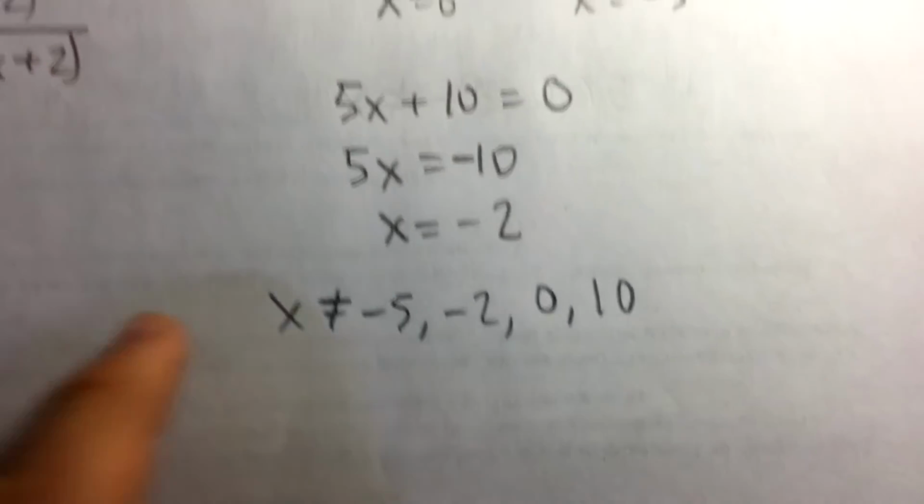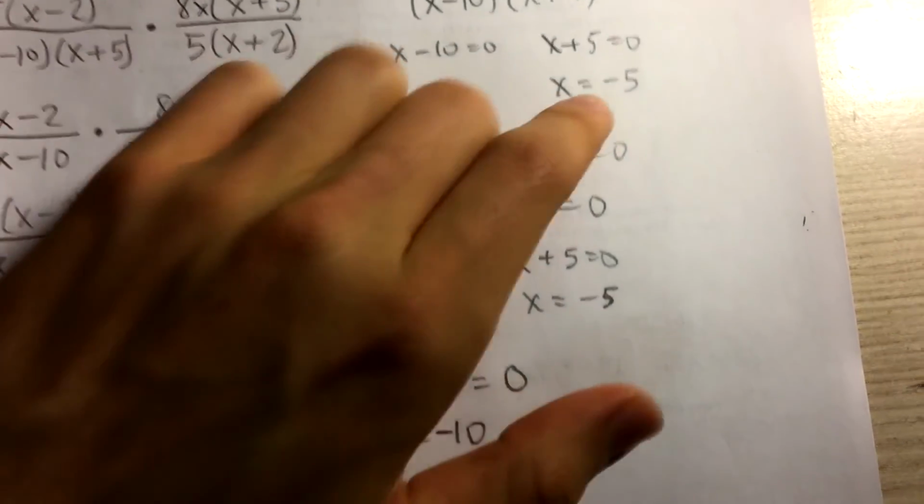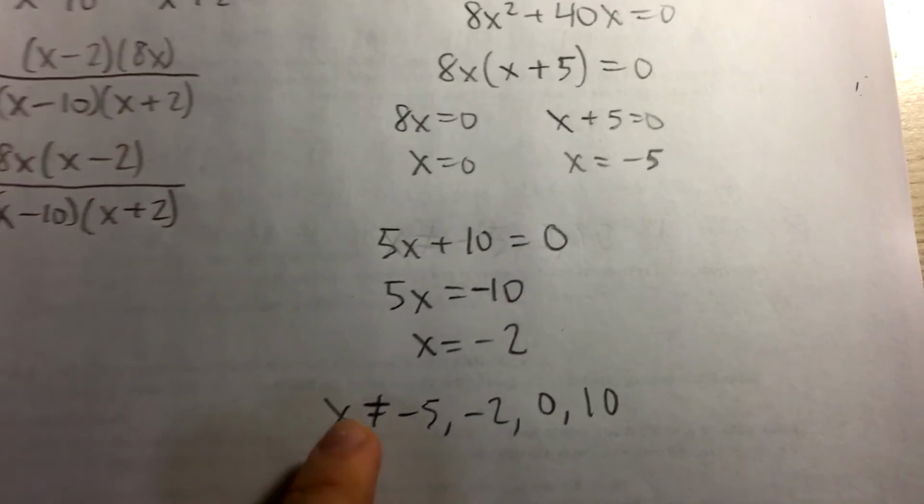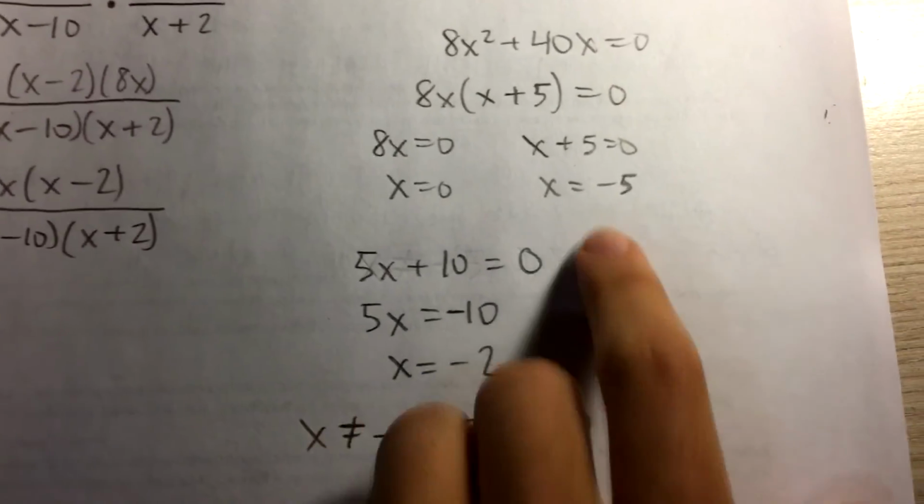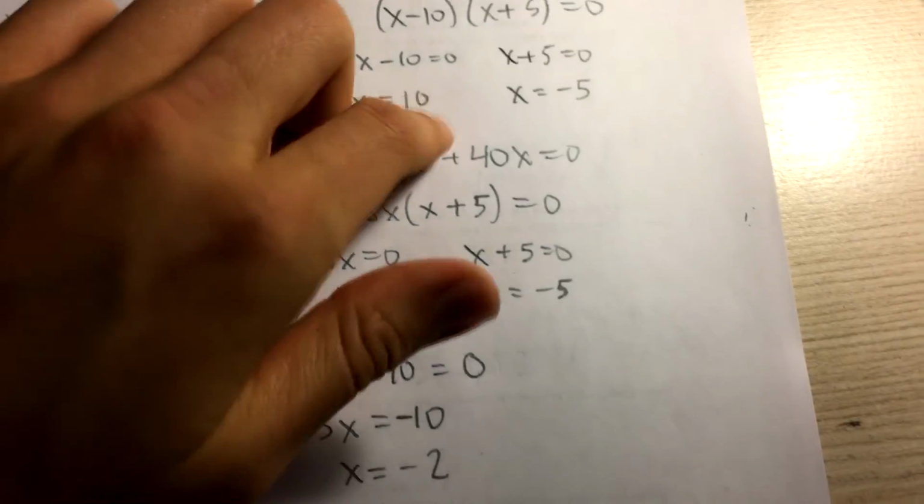So as our final answer here, we take all these x values that it cannot be, that are not in our domain. We say x cannot be negative 5, negative 2, 0, or 10.